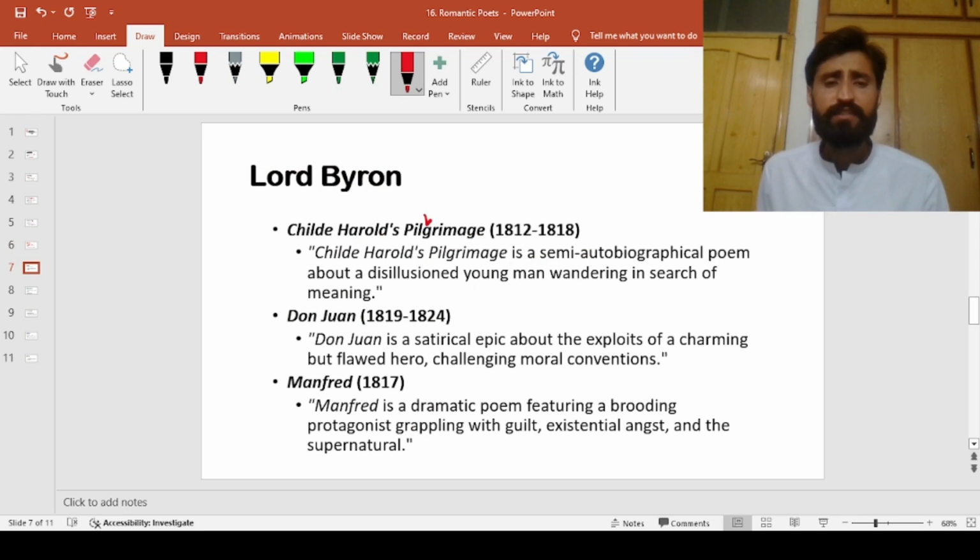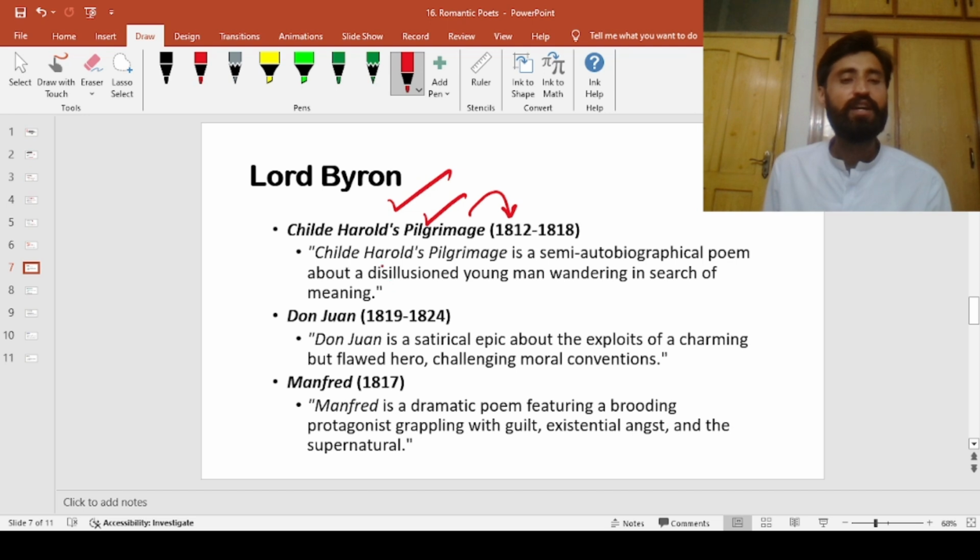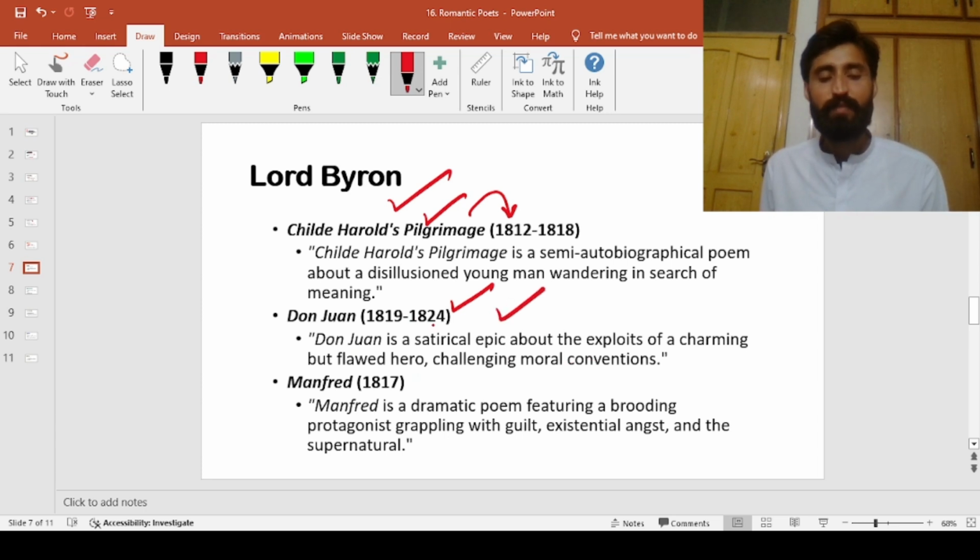Now, Childe Harold's Pilgrimage, written between 1812 and 1818, is a semi-autobiographical poem about a disillusioned young man wandering in search of meaning. So it is about a person who is looking for the meaning in life. So that is what we get in Childe Harold's Pilgrimage, right? Now the next one is Don Juan, a satirical epic about the exploits of a charming but flawed hero, challenging moral conventions. Now, romantic rebel and Byronic hero, that is evident in both of them as explained earlier.